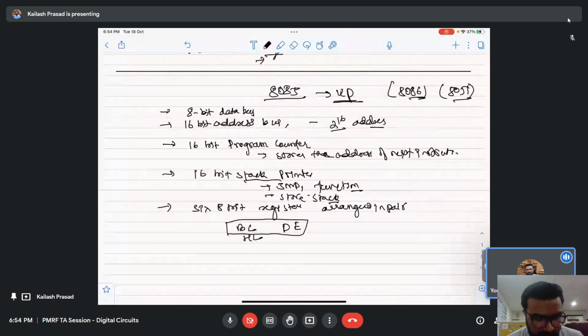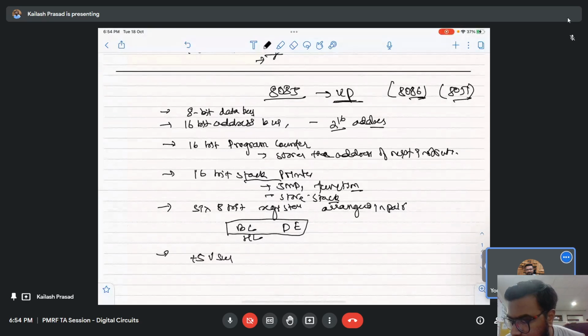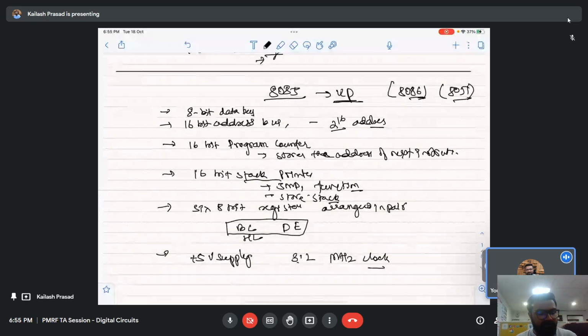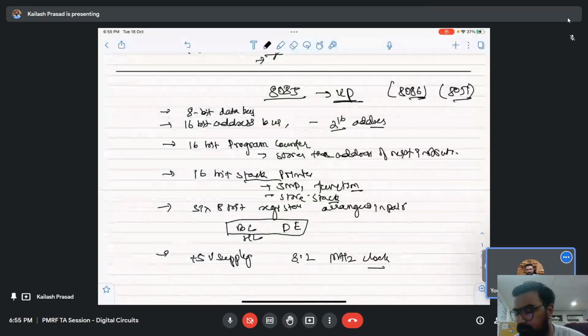Okay. The 8085 microprocessor actually requires a plus 5-volt supply, and it operates at a 3.2 megahertz clock. So this was the general overview of the 8085 microprocessor. Whenever you come across the 8085 microprocessor, these are the important things you should know: what is the data bus, what is the address bus, what is the program counter and how many bits it is. Then you should know what a stack pointer is, how many bits it is. Then what kind of register pairs you have, what is the supply, what is the maximum frequency, right?